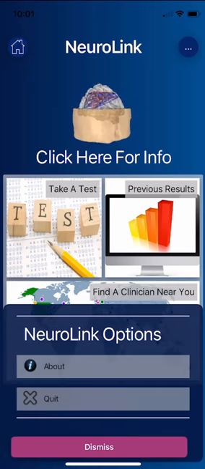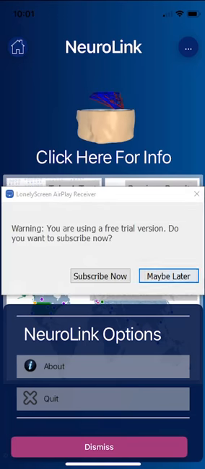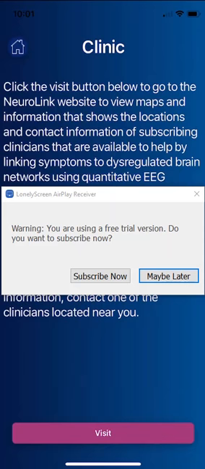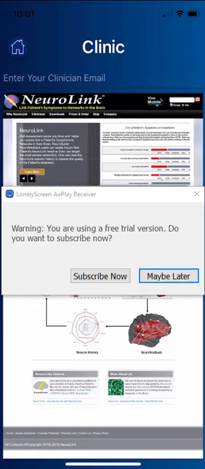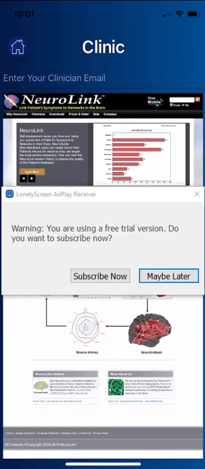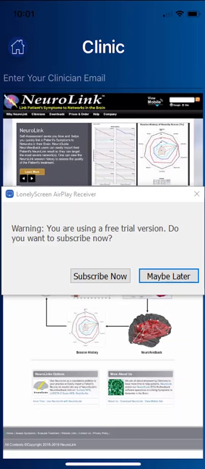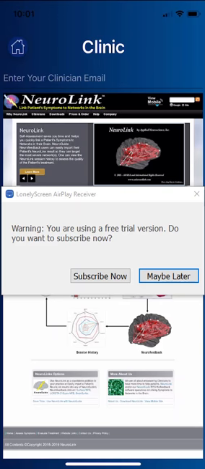You can get information about NeuroLink by clicking about. You can visit the clinics themselves, so certainly get in contact with the clinician. And then the clinician has NeuroLink Pro, which the clinician, using TeamViewer, GoToMeeting, Zoom, or the internet, uses to communicate with the patient and teach the patient how to apply electrodes to their brain. To get the networks, you'll have to have 19 electrodes with a cap.